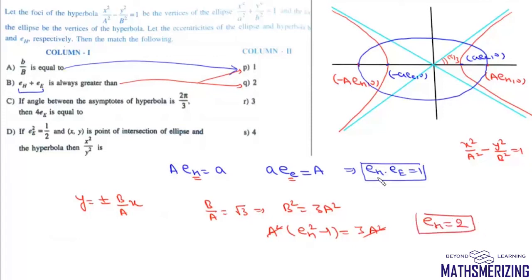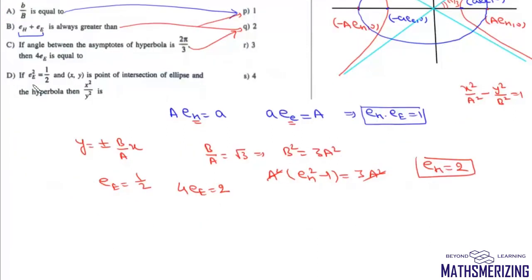Now we know that EH into EE is 1. So from here we can say eccentricity of this ellipse will be simply 1 by 2. So we need to find 4EE. So 4 into EE is simply 2. So that means this C will match with Q.